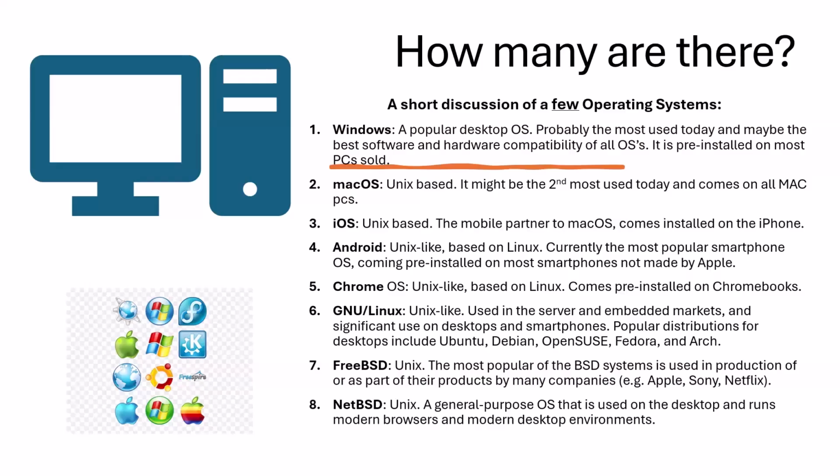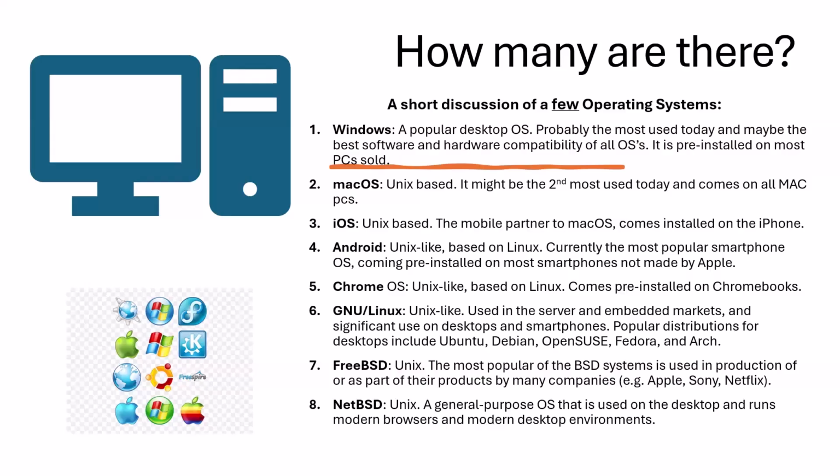As I understand it, they're looking at a new system coming up soon, which will probably take over from Chrome OS. GNU Linux is a Unix-like system. It tends to be used in the embedded marketplace, in servers, and it also is being used on desktops and some smartphones. Popular distributions, as it says here, are Ubuntu, Debian, and of course we all know there's about 2,000 Linux distributions, or who knows how many.